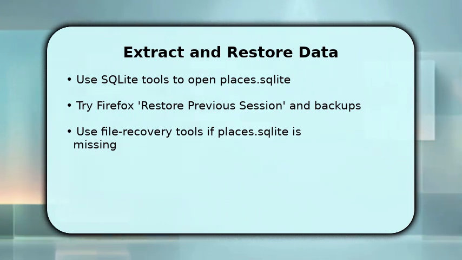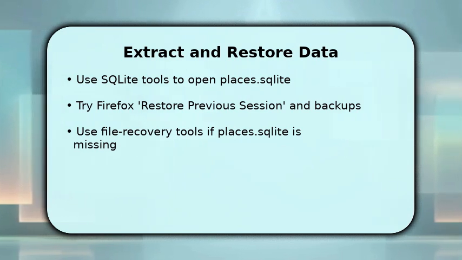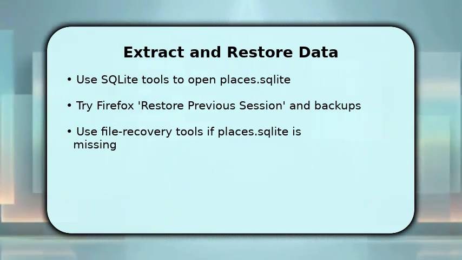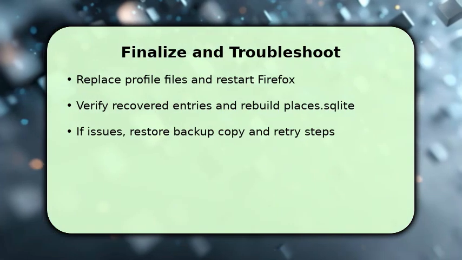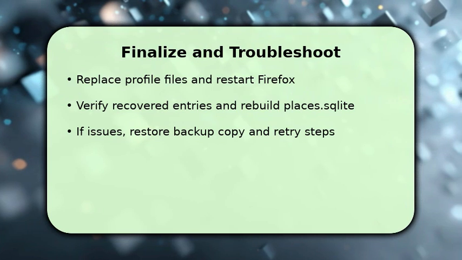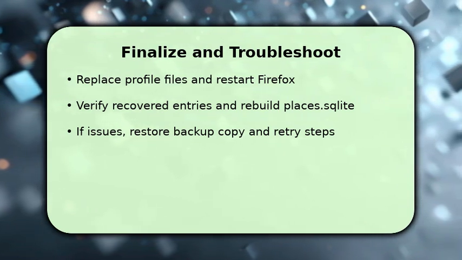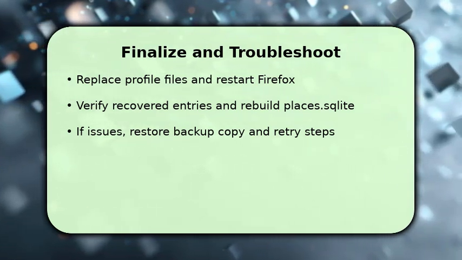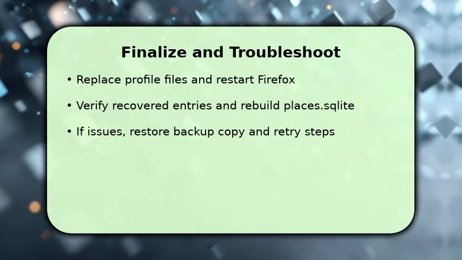If the file is missing or corrupted, run a file recovery utility on the profile directory to recover previous versions of places.sqlite. You finish by carefully replacing the profile files with recovered versions while Firefox remains closed. Then restart Firefox and check history and bookmarks.